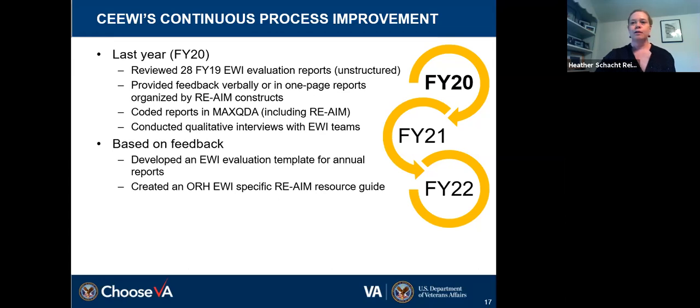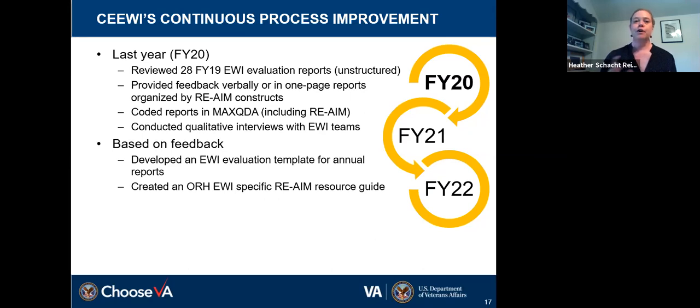So part of this continuous quality improvement process, I'm going to go through a little bit of what we've done so far. So last year we reviewed 28 EWIs from fiscal year 19. So it's always, you know, a cycle behind essentially. Those were unstructured reports, generally following a REAIM model, but not always. We did not have a formal way of providing feedback, so we either did it verbally when we met with teams, or provided one-page reports to them.